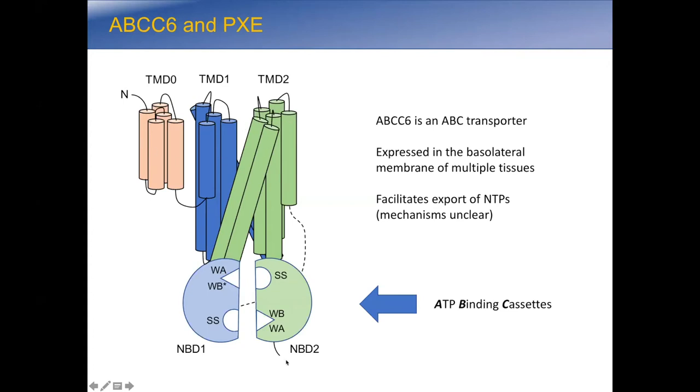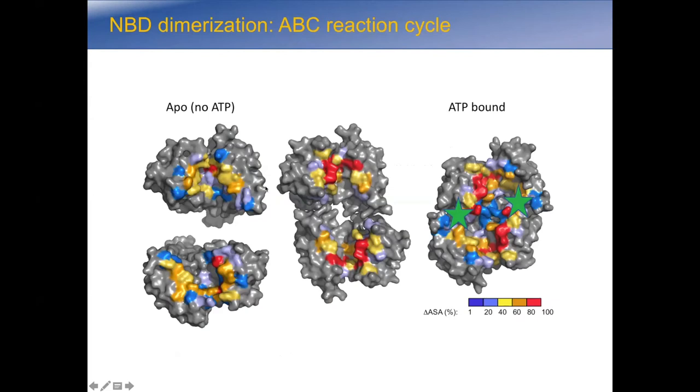So the goal initially was to start with the cytosolic nucleotide binding domains. These reside in the water compartment on the inside of the cell, and they bind ATP, and I'll show you that in the next slide or two, to facilitate movement of a substrate across the biological membrane. We knew from prior studies that these nucleotide binding domains, and this is from another ABC transporter, I'll show you the ABCC6 structures in a few slides, went through a catalytic cycle where they started their life separated from one another, and they were not bound to nucleotides.